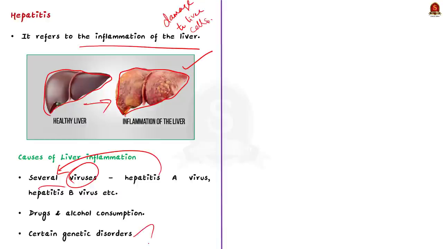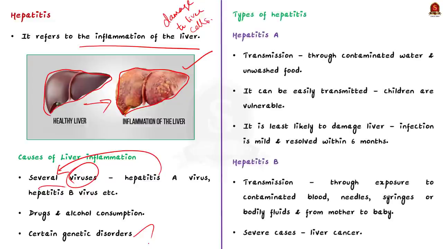Moving on to the types of hepatitis. There are 5 types of hepatitis: hepatitis A, B, C, D, and E. Each type of hepatitis is caused by a different hepatitis virus. Now let us learn about them one by one.